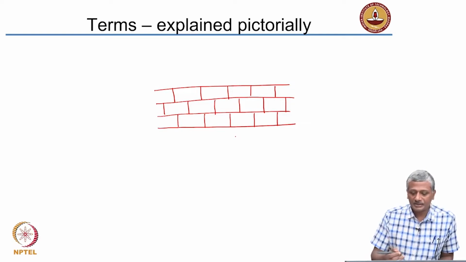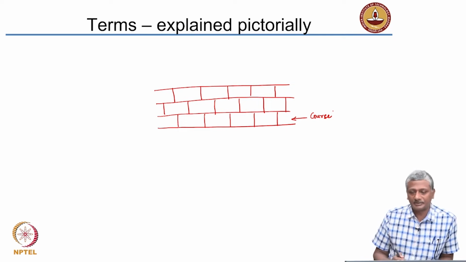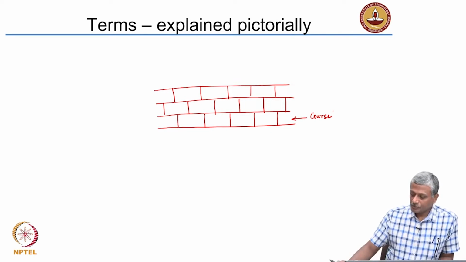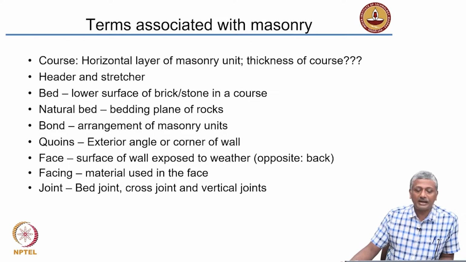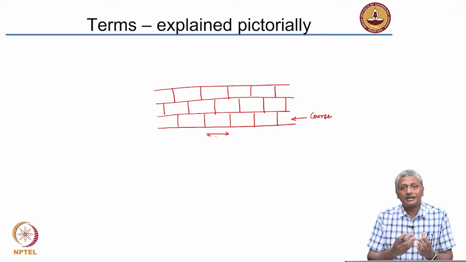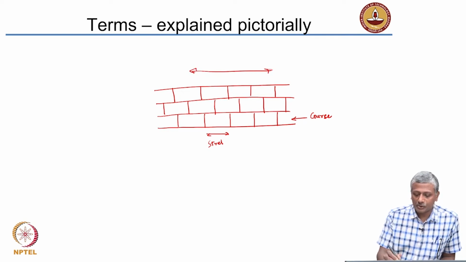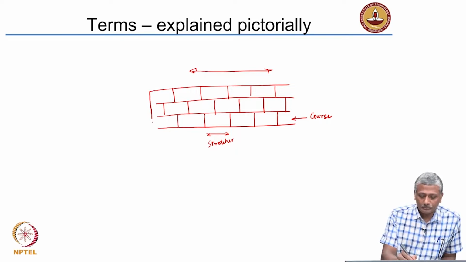So, I had several different definitions here. This is one course. This is one course of bricks. That is, one full layer of bricks is called a course. We also saw that there were other things, header and stretcher. In this case, all the bricks are in their lengthwise direction, so they are all stretchers. The wall is running in this direction, and the length of the bricks is also in the same direction, that is called a stretcher.